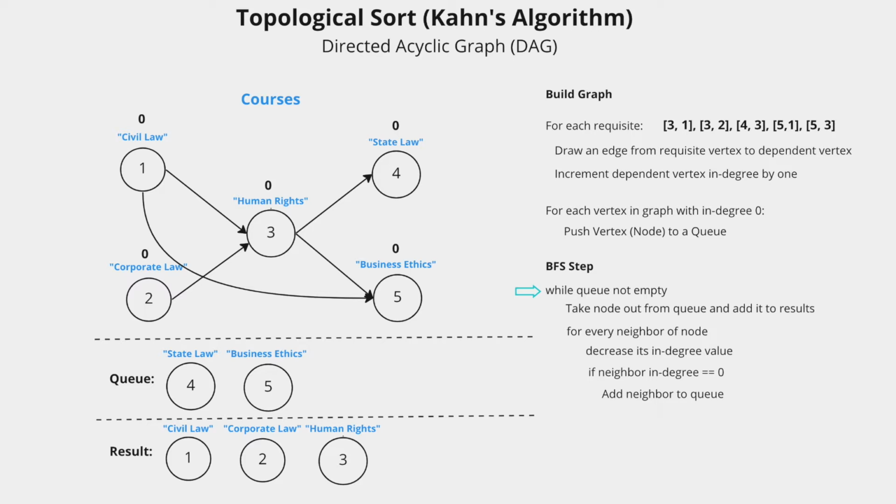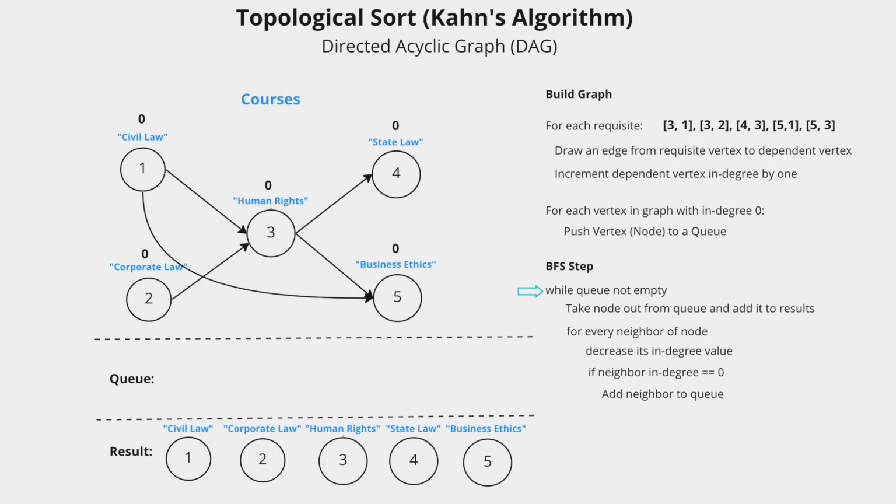With no more neighbors to explore, we go to our main while loop and check if the queue is empty. It's not empty. Let's take out the next course that's ready to be taken and push it to the end of our result set. Course number 4, state law, has no neighbors to explore, so we go back to our main while loop. Because the queue is not empty, we can go ahead and take the next course from the queue and add it to the end of our result set.